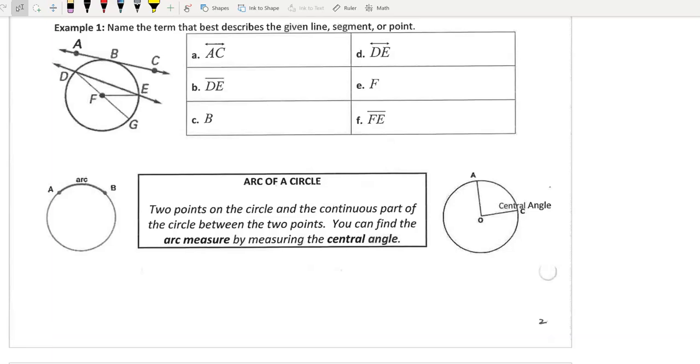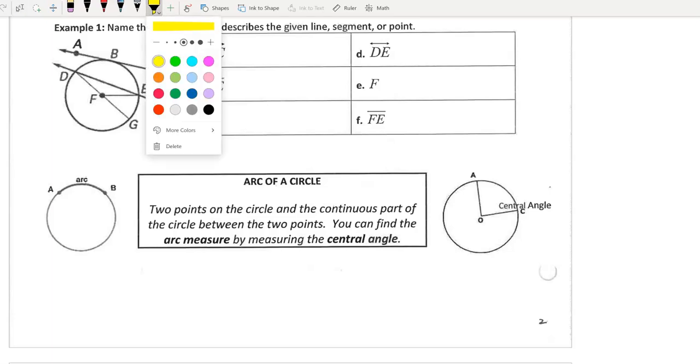This is Mr. Martin. In this video we're going to continue talking about circles and figures associated with circles. So now let's talk about the arc of a circle. So 2 points on the circle and the continuous part of the circle between the 2 points. You can find the arc measure by measuring the central angle. So let's take a look at this.